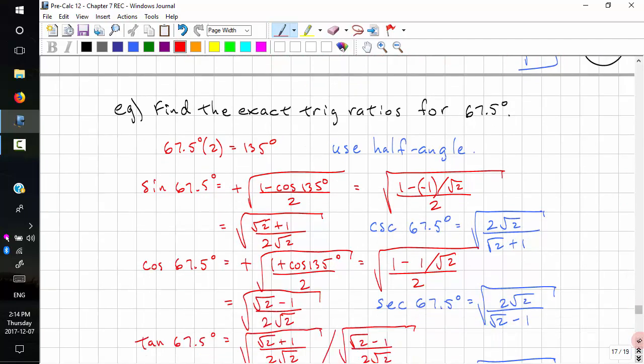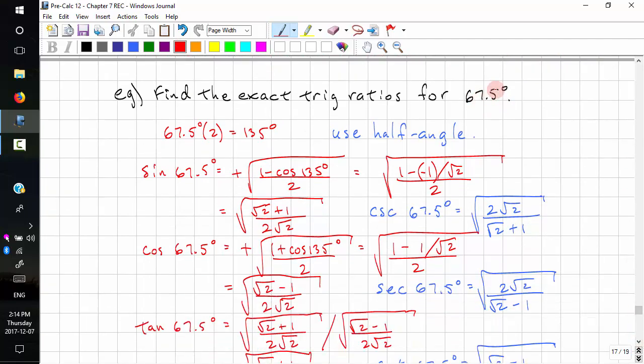Okay, again, this is not required, but I'm going to show you an example of this. Find the exact trig ratios for 67.5 degrees. This is half of a special angle. So if we multiply this by 2, we get 135. 135 is our special angle. So we use the half angle formula. Sine 67.5 degrees equals positive square root of 1 minus cos 135 degrees divided by 2. And we can substitute the exact values. So we have to find a common denominator, multiply this by root 2 over root 2. This goes to the bottom, and we have 1.